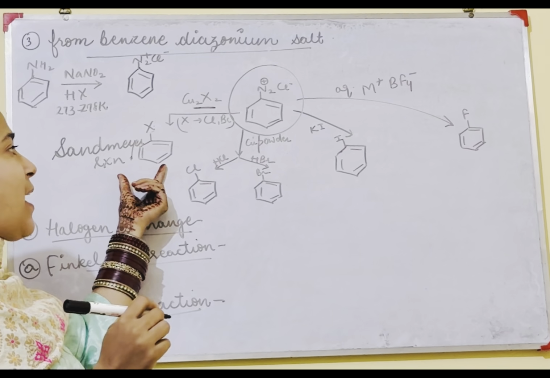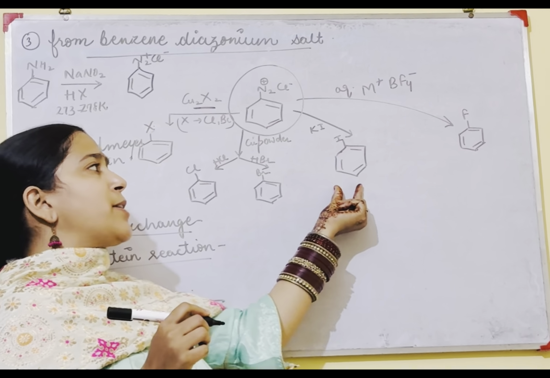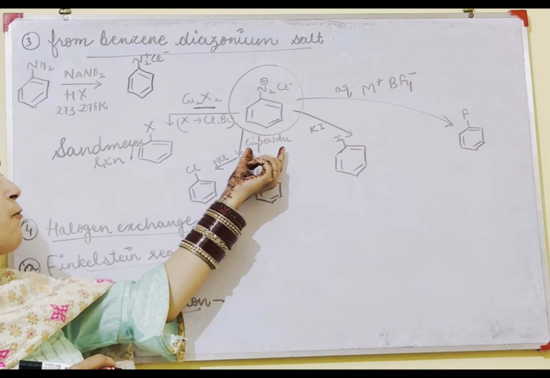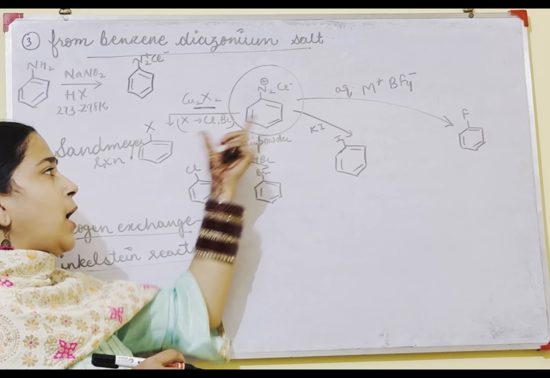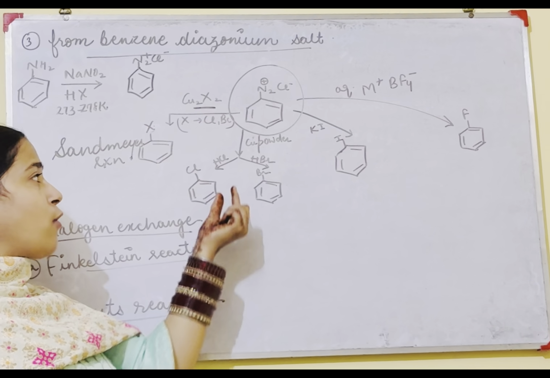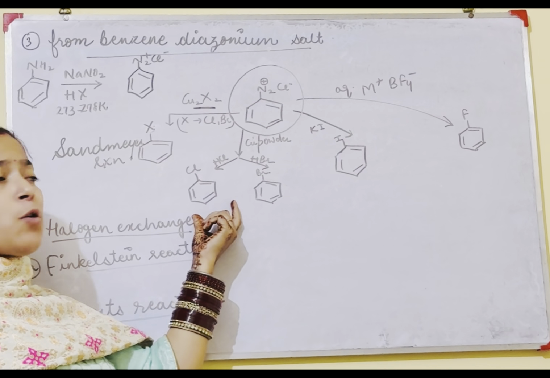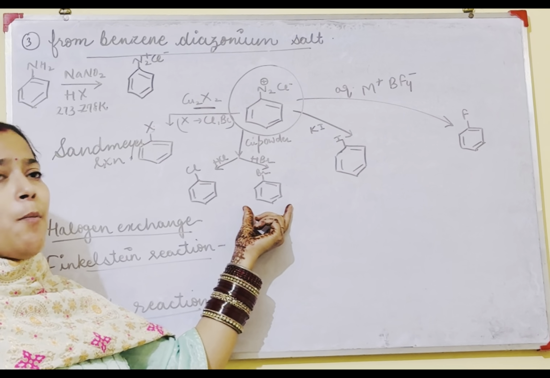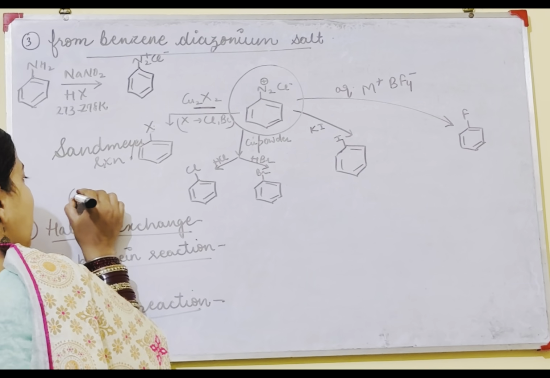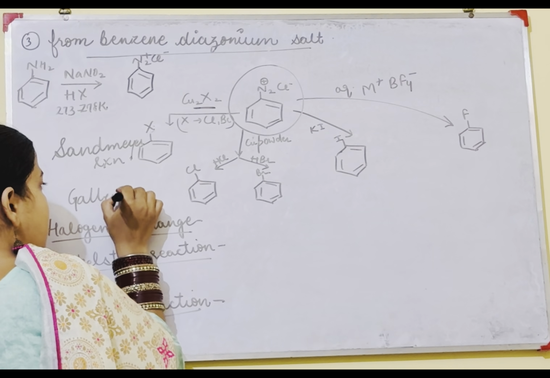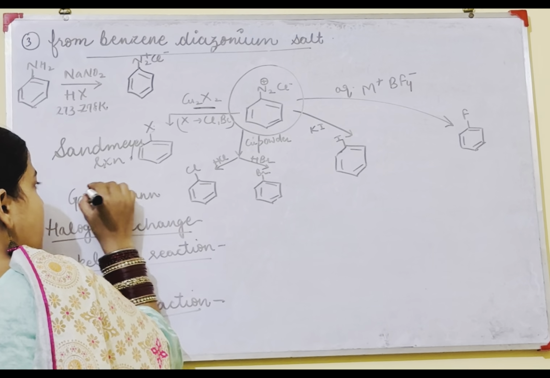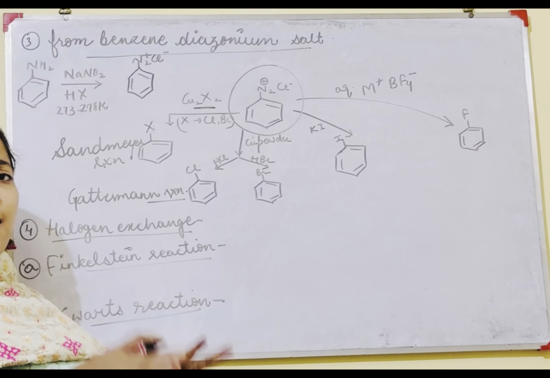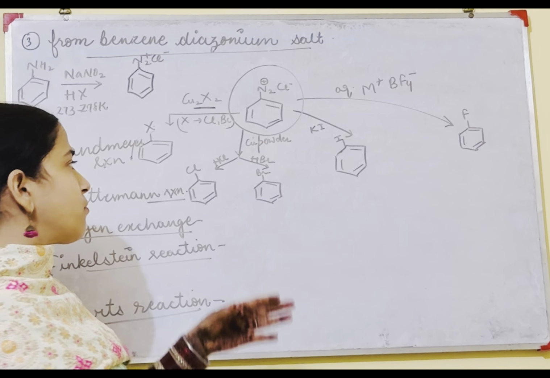But this Sandmeyer reaction will not form iodobenzene or fluorobenzene. Next, the second method: if we use copper powder in benzene diazonium salt along with HCl, then it will form chlorobenzene. Along with HBr, it will form bromobenzene. This reaction is called Gattermann reaction. These name reactions are quite important because they can be asked by name also.